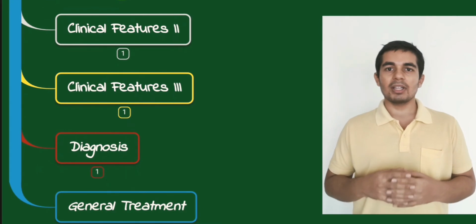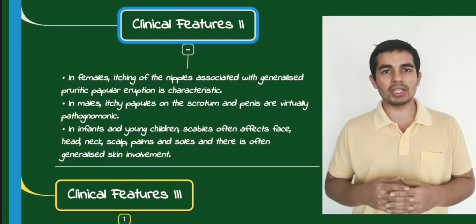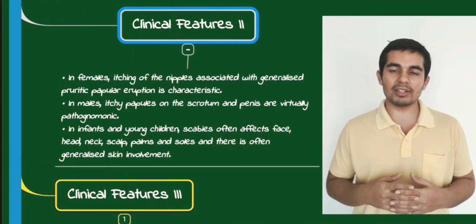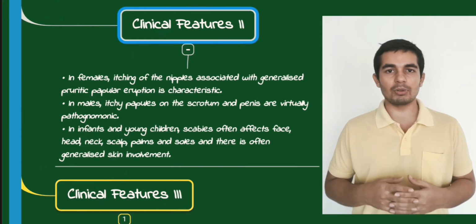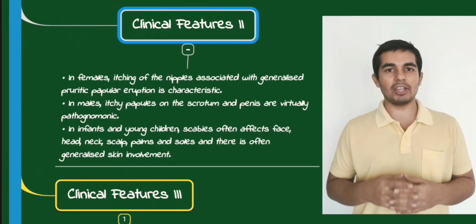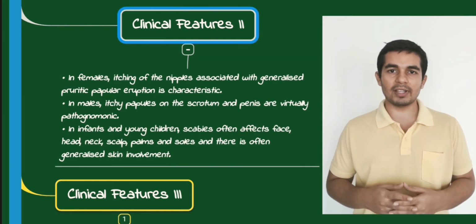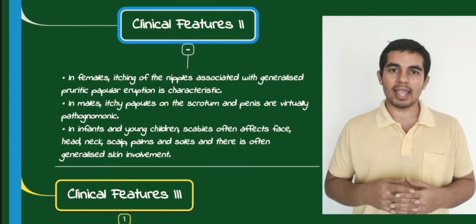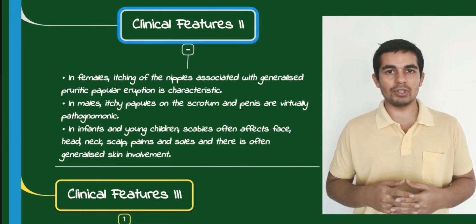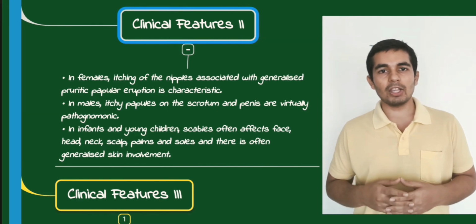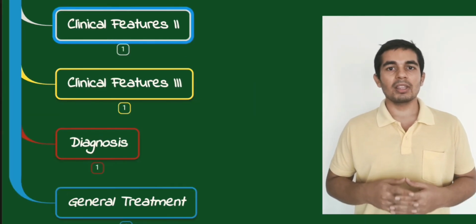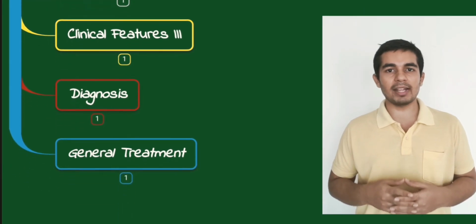In females, the itching of the nipple is associated with a generalized pruritic papular eruption which is characteristic of scabies. In males, an itchy papule on the scrotum and penis is virtually pathognomonic. In infants and young children, scabies often affects their faces, head, neck, scalp, palms, soles and is often with a generalized skin involvement. Pathognomonic sign is burrowing, the linear tunnel in which these mites live.